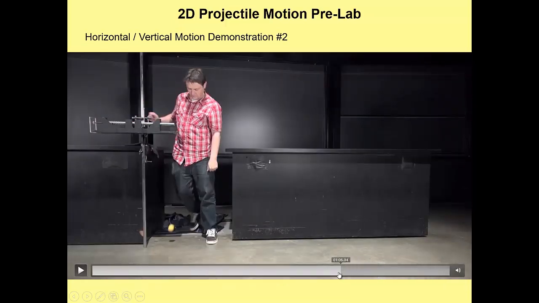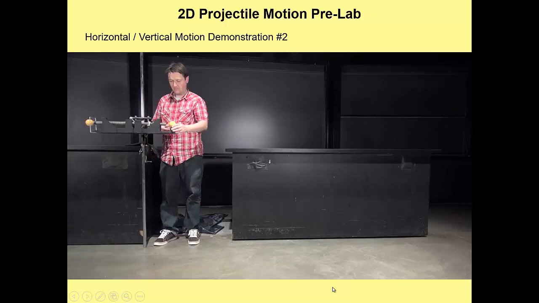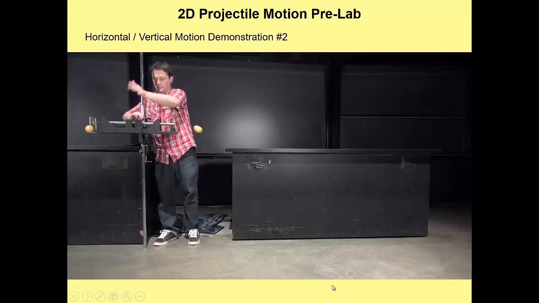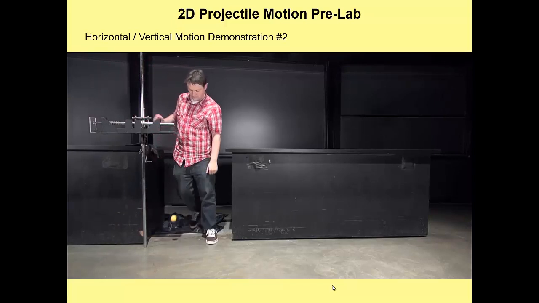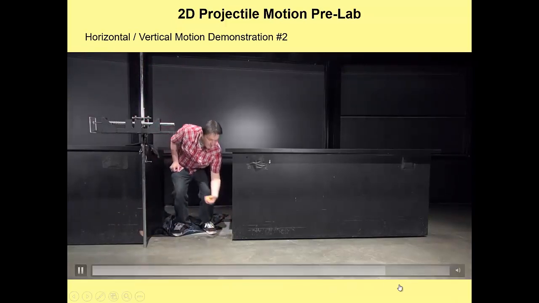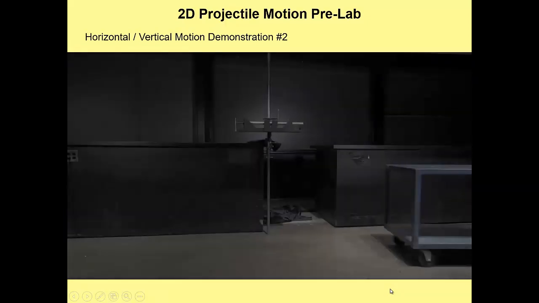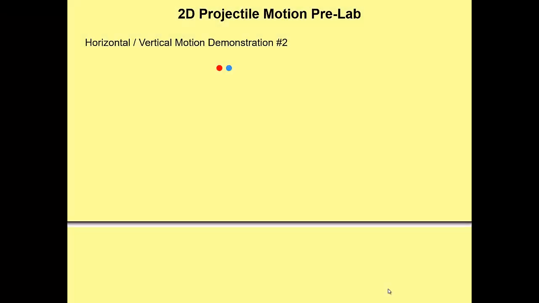Let's watch that part again. So pretty clearly, the ball that was dropped and the ball that was shot horizontally landed at the ground at the same time. The fact that the blue ball was also moving horizontally didn't affect what it was doing vertically.